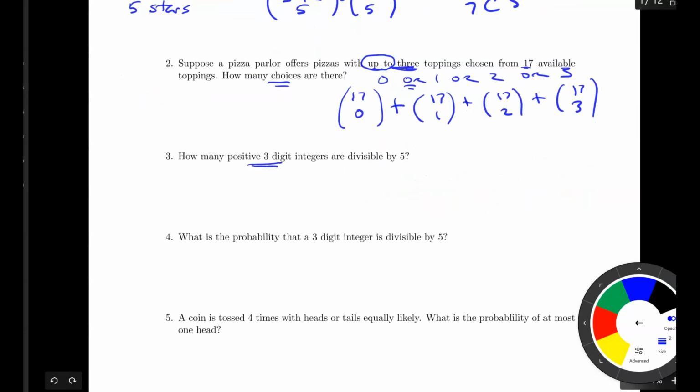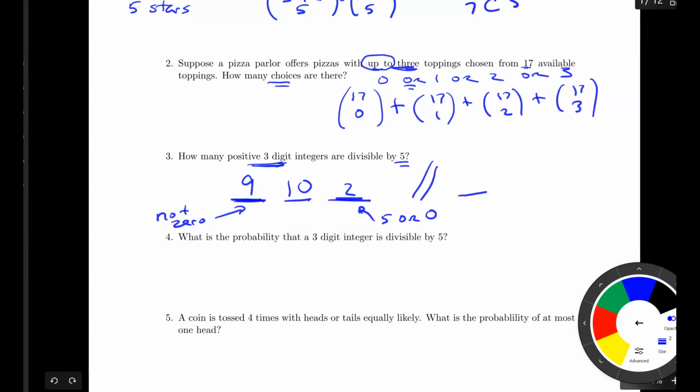Okay, positive 3-digit integers. I like to do this for the 3-digit integers that are divisible by 5. So let's see, I could put the 5 or the 0 here, and that would be the 2 choices there. Then what choices do I have to put here? You always want to start with the hardest one first, then go to the next hardest one. And so I don't want to choose 0 here. So that gives me 9 choices, and then I have 10 choices here.